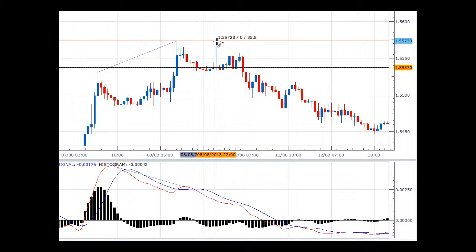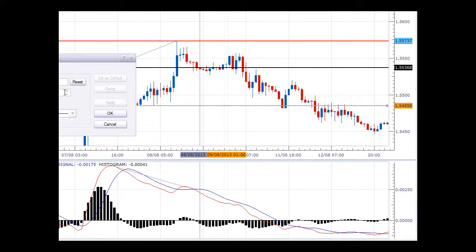So where am I going to take the profit? With this strategy, I always take 1:2. So if here is 36 pips, my profit will be at 72 pips. I'll set a target profit at 72 pips here, 1.54650, indicated by this blue color line.